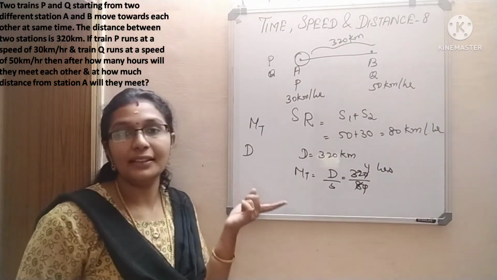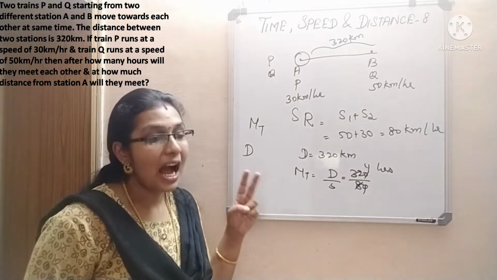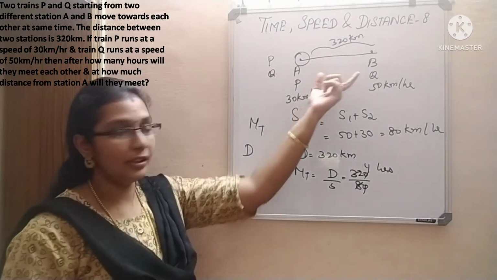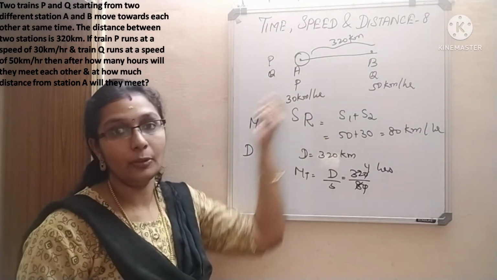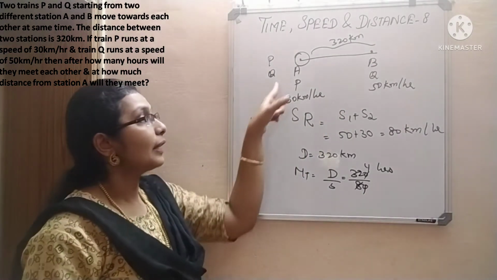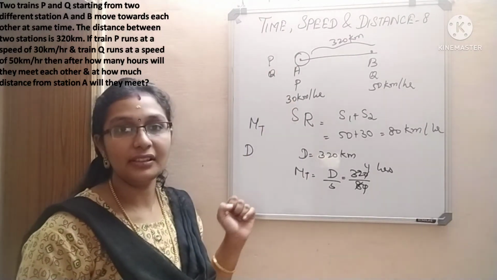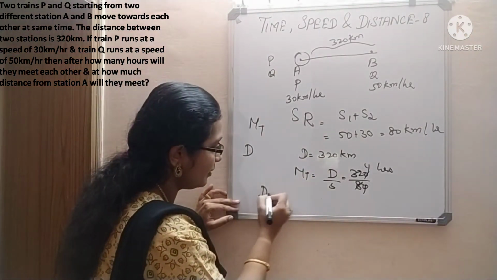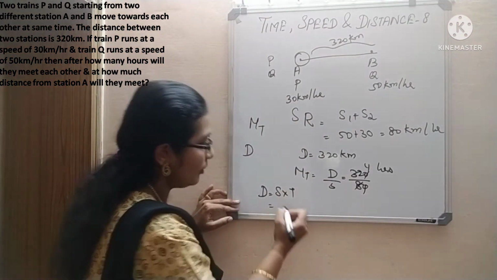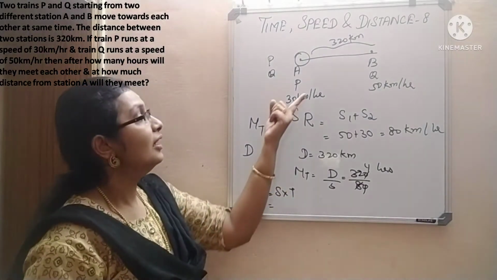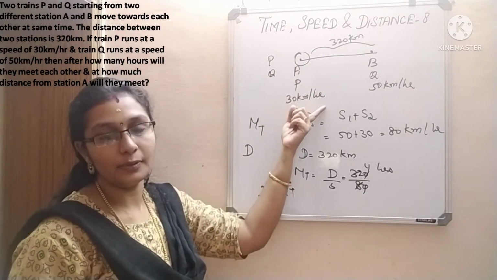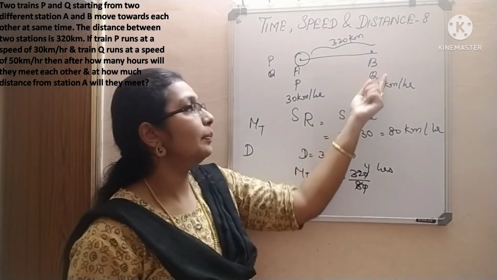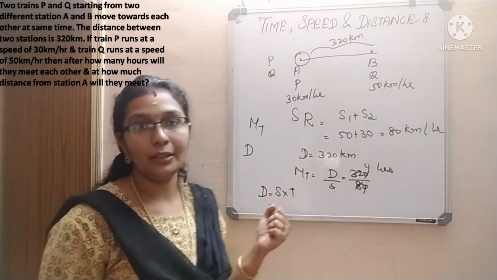Now the first question is solved. What is the second part? At how much distance from station A will they meet? The distance between stations is 320 km, but now the question is, from point A, at what distance will they meet. So what is the speed here? We know distance is equal to speed into time. So here you will have to consider the speed at point A, not the relative speed or both speeds. Clear? If they are asking from point B, that time you will consider 50 km per hour.